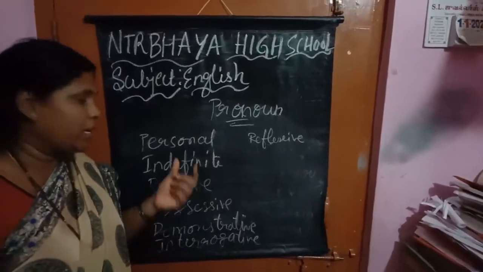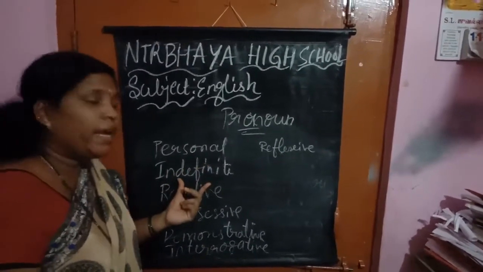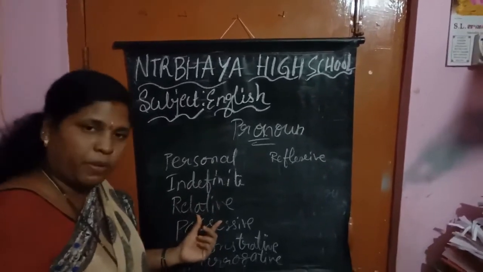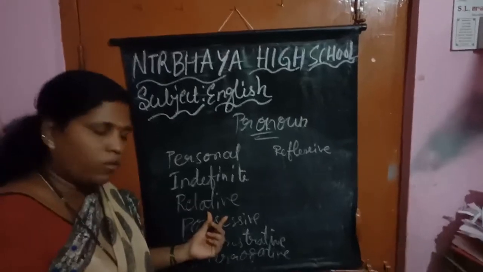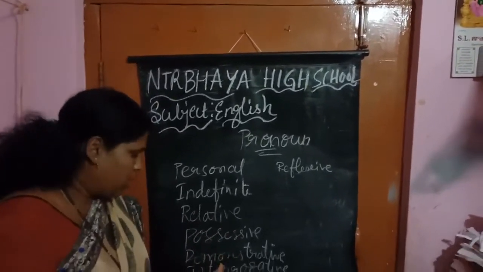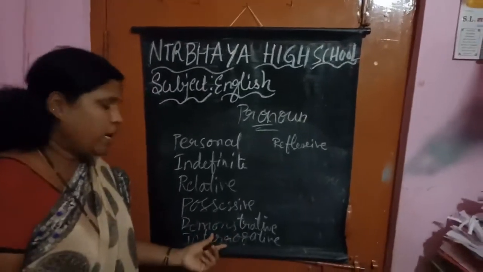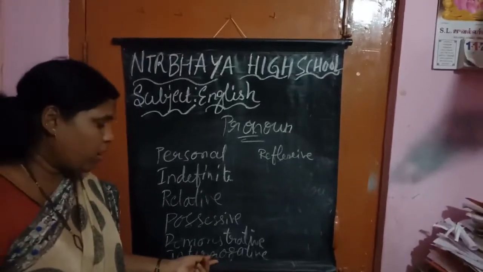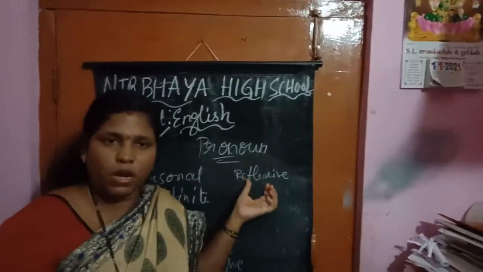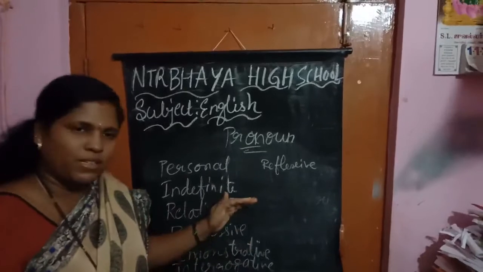Repeat after me. Personal pronoun. Indefinite pronoun. Relative pronoun. Possessive pronoun. Demonstrative pronoun. Interrogative pronoun. Reflexive pronoun. Here, children, in all this, you can easily identify what is an interrogative pronoun.